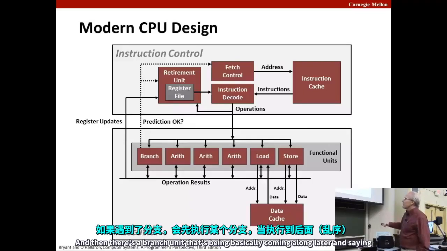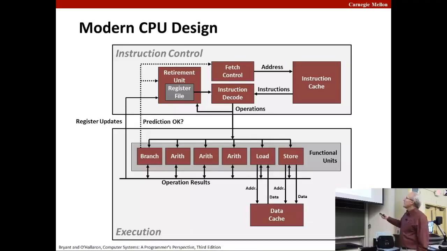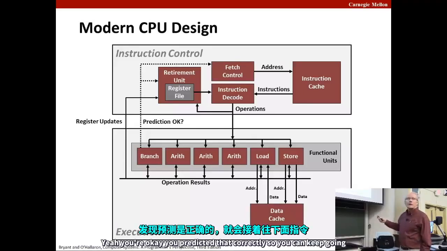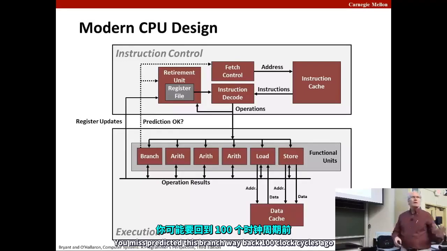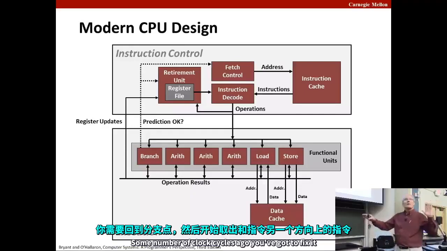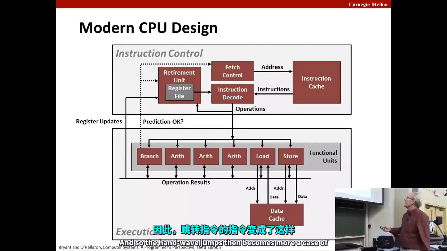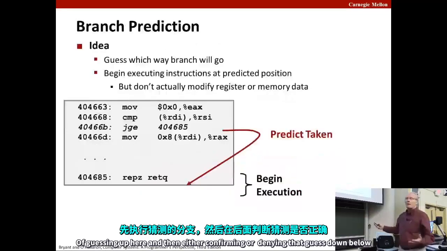And then there's a branch unit that's basically coming along later and saying, yeah, you're OK. You predicted that correctly, so you can keep going. Or it will throw up a flag and say, uh-oh, wait a minute, stop. You mispredicted this branch way back 100 clock cycles ago. Well, it's not that long ago, but some number of clock cycles ago. You've got to fix it. And so the handling of jumps then becomes more a case of guessing up here and then either confirming or denying that guess down below.